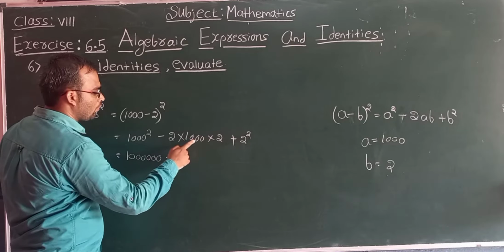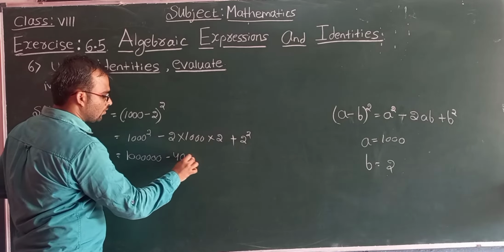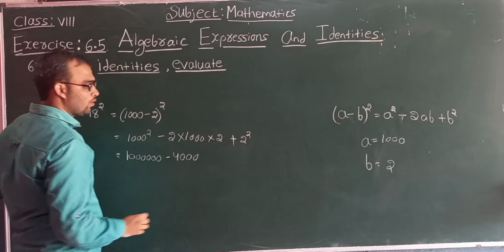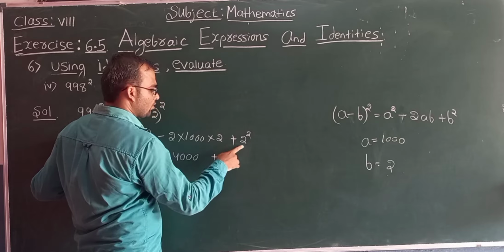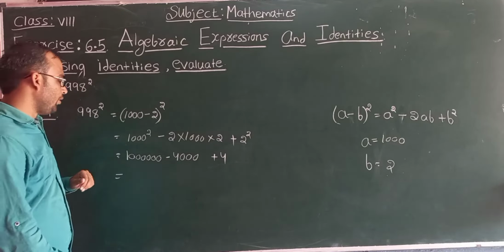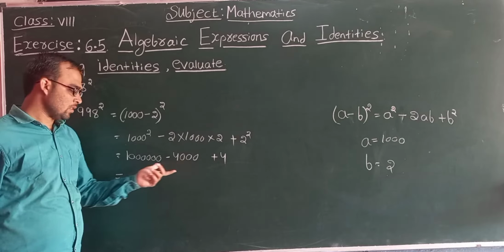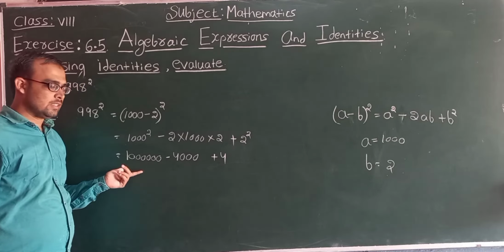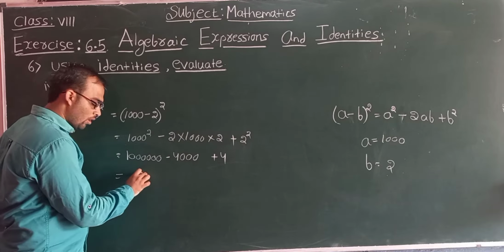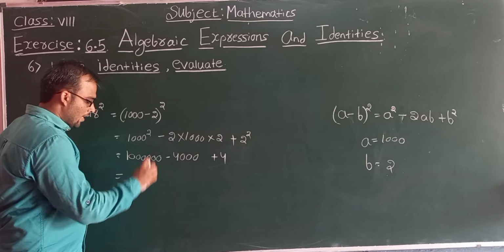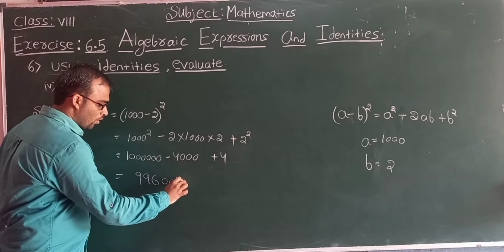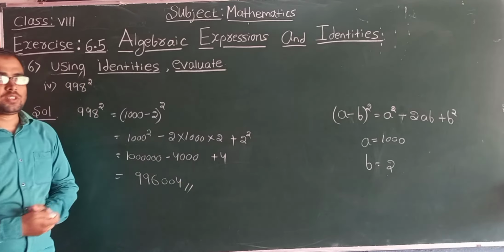Next, look here. 2 2s are 4. 4 into 1000 is 4000. Or you can write 2 into 1000 is 2000, and 2000 into 2 is 4000. Next, plus 2 square, which is 4. So you need to subtract this 4000 from 10 lakh, then add 4 to this. When you do all these things, what are you getting? 9,96,004 will be the answer for this question.